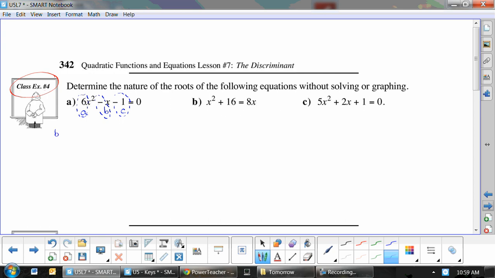So we go, okay, B squared minus 4AC is all we need to do. So we'll go -1 squared minus 4, 6, and -1. Okay? And then we find, oh, that's like 1 plus 24 is equal to 25. So we say, okay, so 25 is greater than 0, so the roots are real, and they are unequal. We have two different ones.